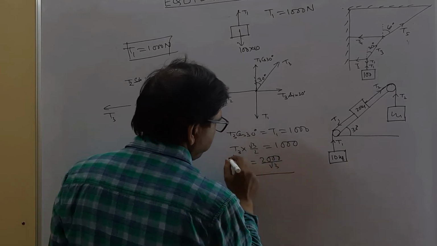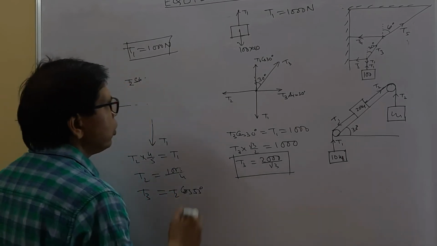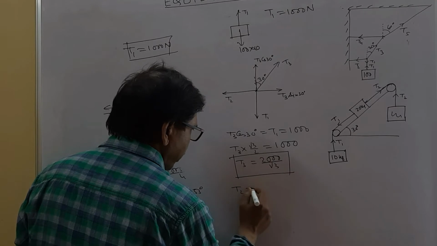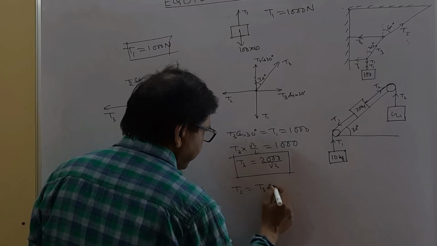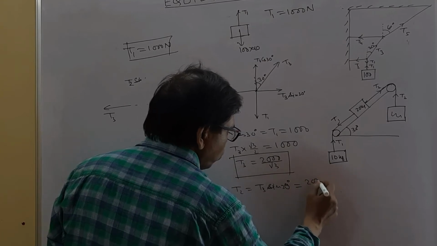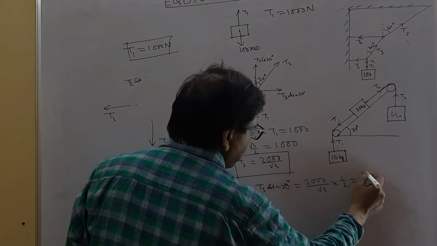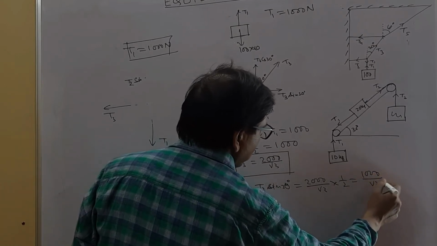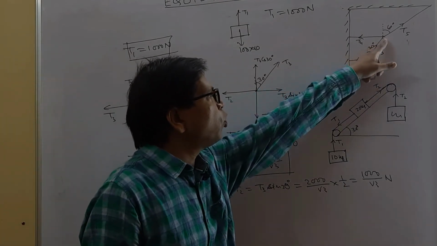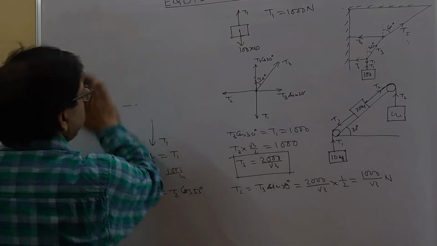Okay, now we have to calculate T2. T2 equals T3 sin 30 degrees. Here T3 is 2000 by root 3 and sin 30 is half. So this is 1000 by root 3 Newton. Okay, now we have to draw the forces acting at this point.